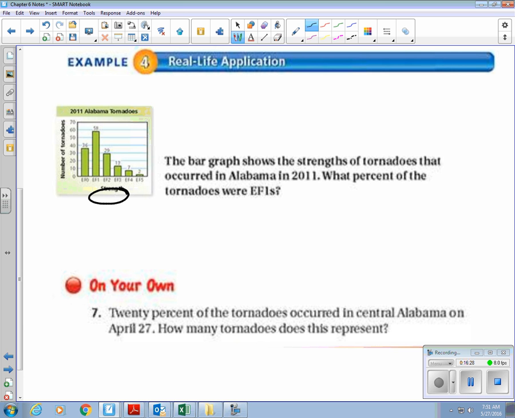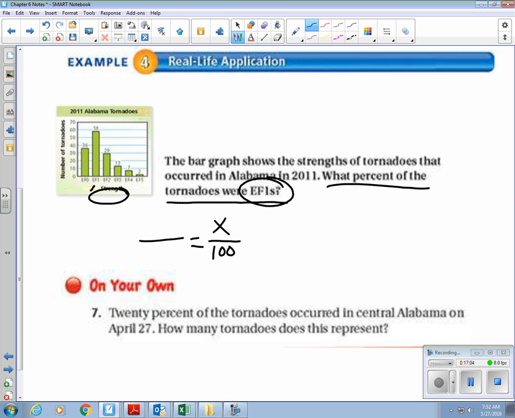And they all have a number at the top, which I'm going to be honest with you is very difficult to tell what that number is, but we'll do our best. We want to know what percent of the tornadoes were EF1s. So we're looking for the percent, which means I'm going to need an x in the percent ratio. On the other side, I have to figure out the part and the whole. The part is going to represent the number of EF1s, because EF1s are only part of all tornadoes. So I have to figure out how many EF1s there were.